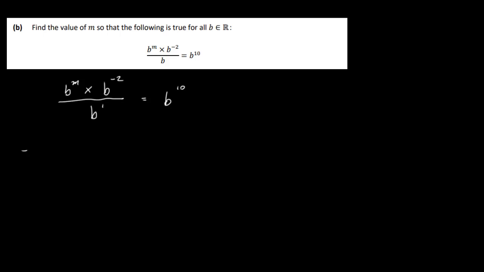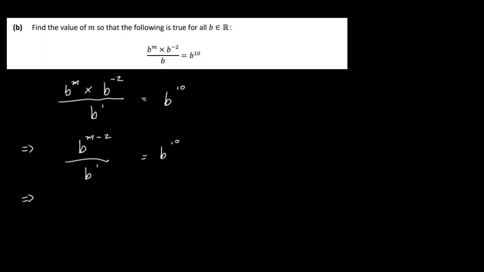So let's simplify the left-hand side. If we look at the top here, we have the same base, b and b. So what do we do with the 2 powers? We add the 2 powers. So that just simplifies to b to the power of m plus minus 2, which is minus 2, divided by b to the power of 1, and that's equal to b to the power of 10.